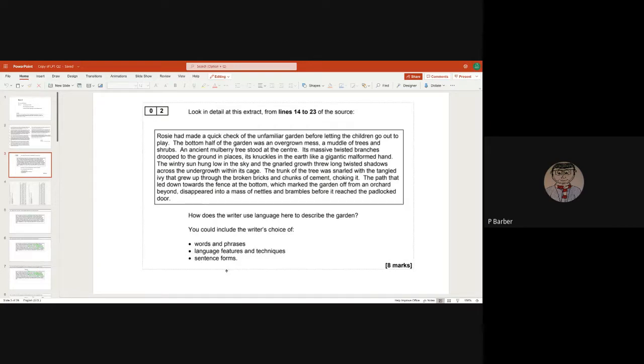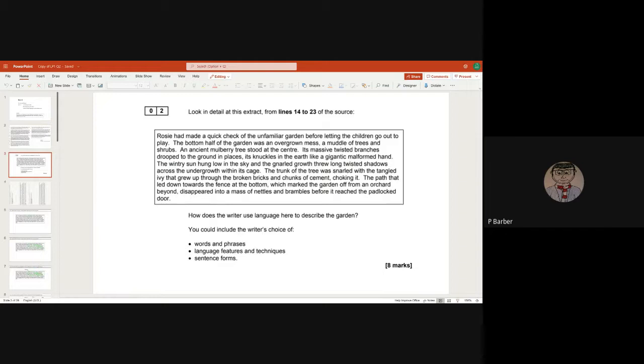In reality, we know that if it says you could do something, it's that you should do something. So we know that we're looking for the writer's choice of words, the language features, if appropriate, and the techniques that are being used, and sentence forms, again, if appropriate. It's important to note that you are referring to a specific part of the extract, in this case lines 14 to 23, and they quite generously give you this as a selection within the exam paper. If you refer to things that are outside this extract, you will not receive full credit for that. So it's important to make sure that you're referring to what is there and what is given to you.